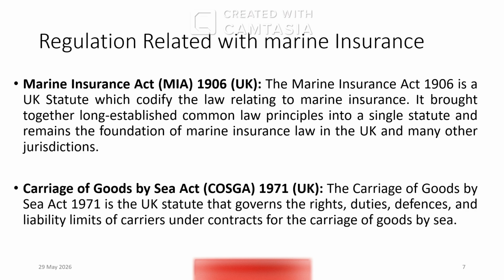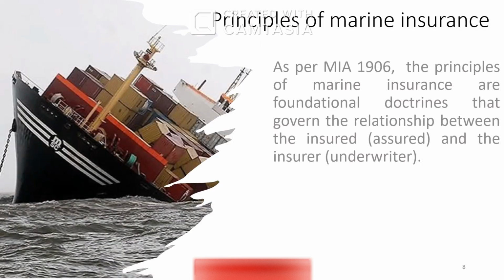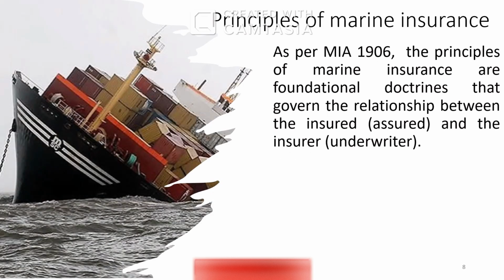The Carriage of Goods by Sea Act is another cornerstone of marine insurance. The Carriage of Goods by Sea Act 1971 is the key UK statute that governs the rights, duties, defences and liability limits of carriers under contracts for the carriage of goods by sea. Here, which one is the carrier? The carrier is the ship.